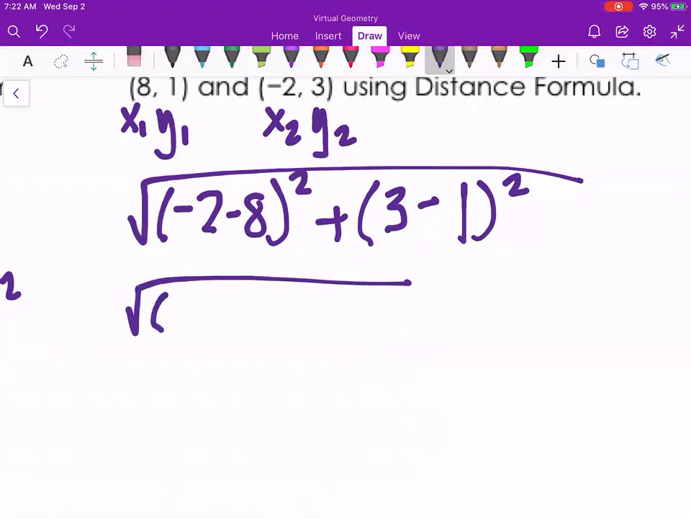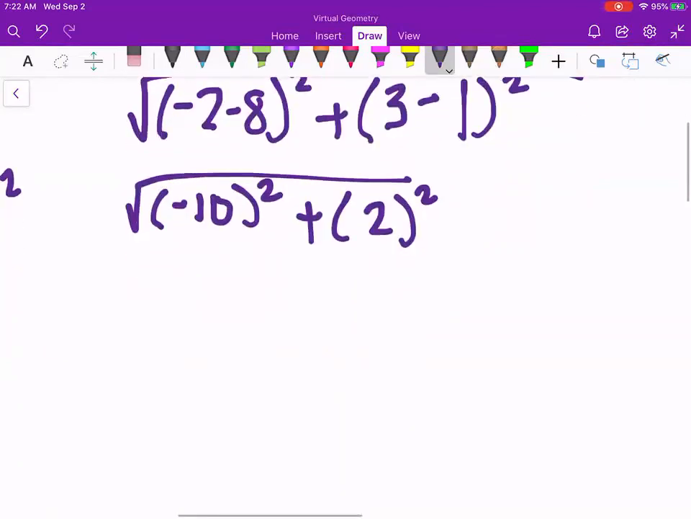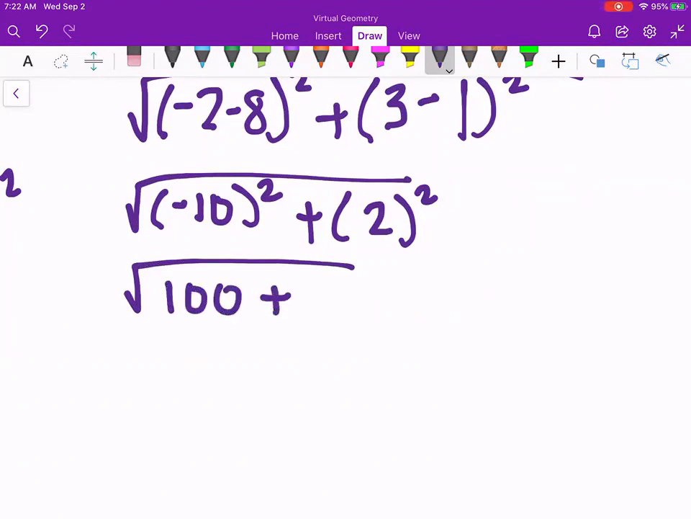-2 minus 8 is a -10, and then we'll square that, plus 3 minus 1 is a 2 squared. So let's keep going and see what we get. All right, so now we have -10 squared. So -10 times -10, positive 100. 2 times 2 is a 4. So I need the square root of 104.